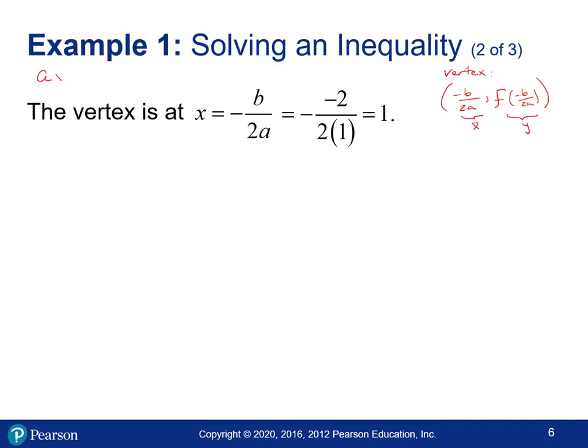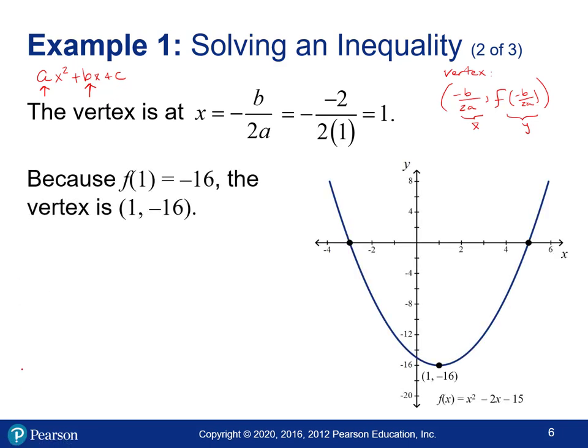And just a real quick reminder, if you're thinking about where I got a, b, and c from, that is just from your general quadratic function. A is the coefficient on x squared, b is the coefficient on x, and then c is your constant. Alright, so we got 1, and then if you plug 1 back into your function, let's just work that out really quick. f of 1, that would be 1 squared minus 2 times 1 minus 15. And so that's 1 minus 2 minus 15. And that's where we get this negative 16 from. So that's going to be our vertex.